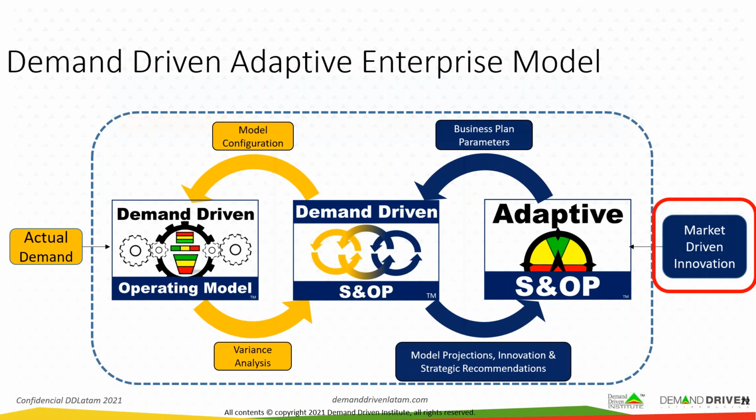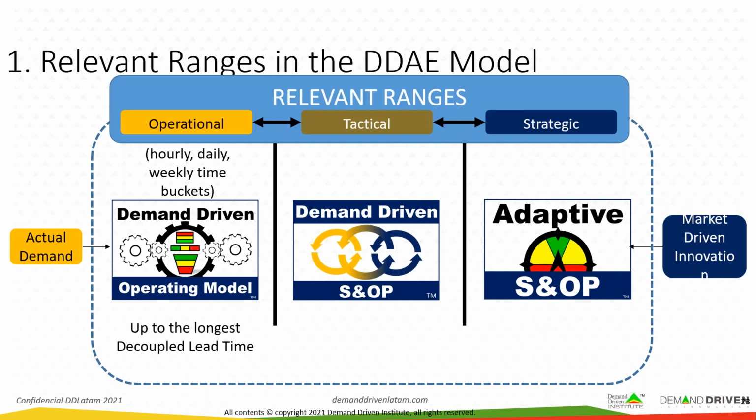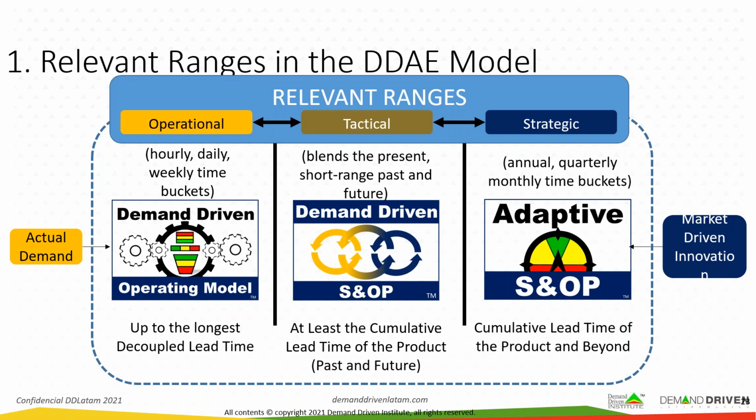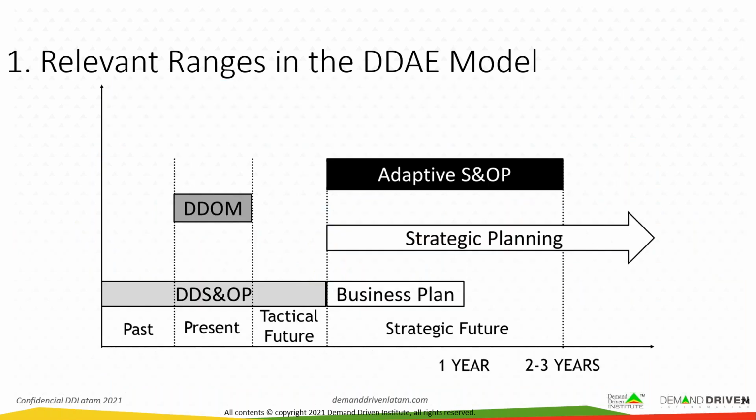So does it have relevant range? Yes. Operationally is handled by the DDOM, tactical by DDS&OP, strategic by adaptive S&OP. As we look at these relevant ranges, we can see that DDS&OP overlaps the demand-driven operating model. Adaptive S&OP is not as long as strategic planning, but longer than the business plan. Right? The business plan is typically annualized.